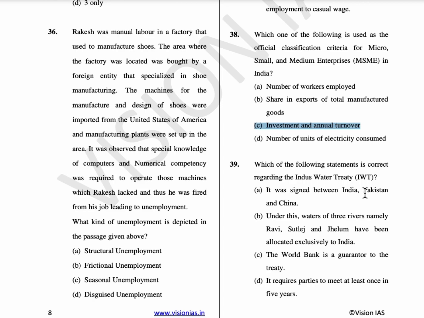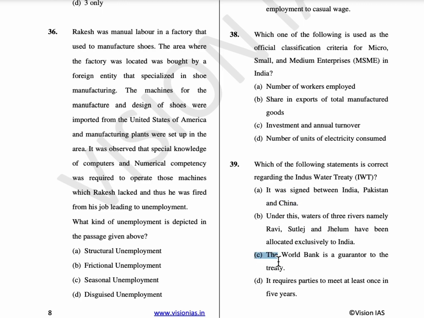Indus Water Treaty is signed between India, Pakistan and China. No, China is not included. Indus Water Treaty is only signed between India and Pakistan. Next, waters of three rivers, namely Ravi, Satluj and Jhelum, have been allocated exclusively to India. The second statement is also wrong because Ravi, Beas and Satluj rivers are completely allocated to India. So option B is wrong, and the western rivers like Indus, Chenab and Jhelum are allocated to Pakistan.